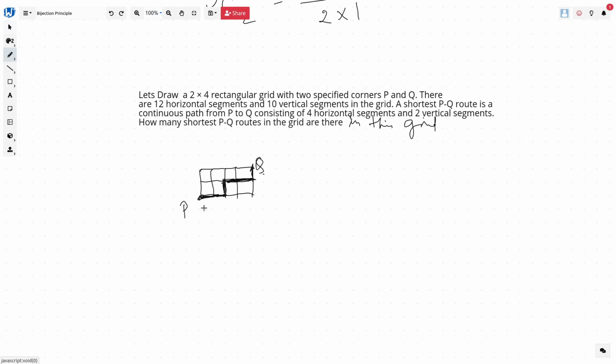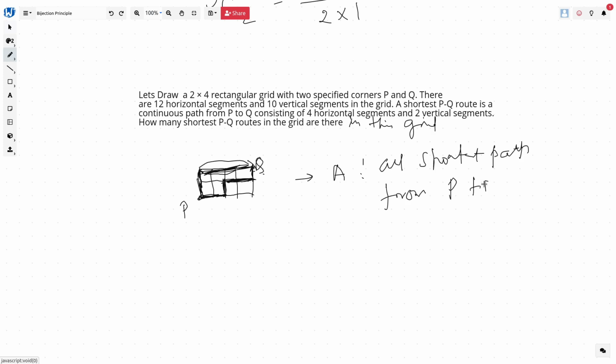Now you can simply try to count this. For example, you go here, then another shortest path could be this. But if I increase the size of the grid, it will be really difficult for you to count, right? So let's try to find a bijection between two sets. Let's say this set is A, which is all shortest paths, as we have defined, from P to Q.